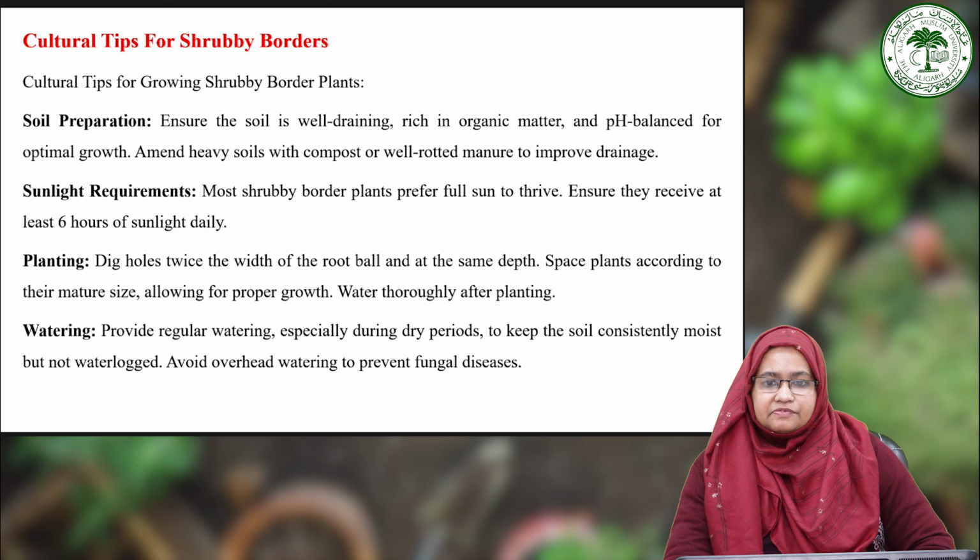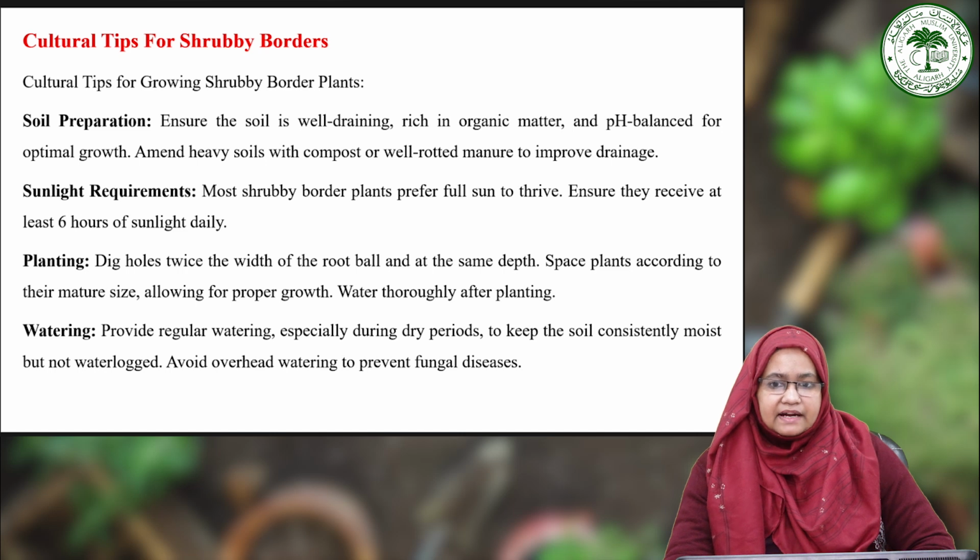Then cultural tips for growing shrubbery borders. The first is soil preparation. Ensure the soil is well draining, rich in organic matter and pH balanced for optimal growth. Amend heavy soil with compost or well rotted manure to improve drainage and fertility. Then sunlight requirement. Most shrubbery border plants prefer full sun to thrive. Ensure they receive at least 6 hours of sunlight daily for healthy growth and flowering.